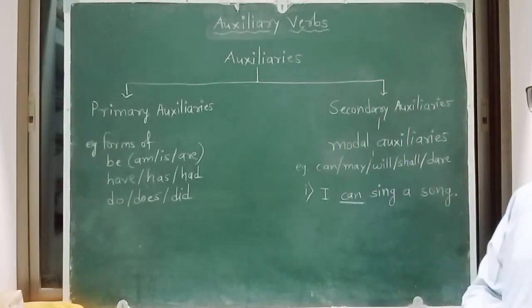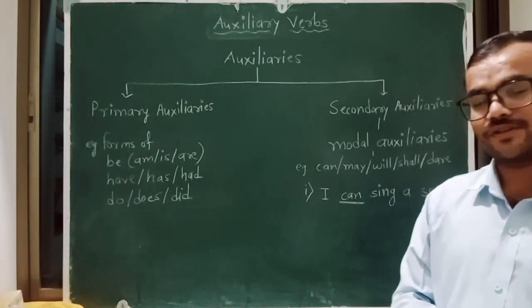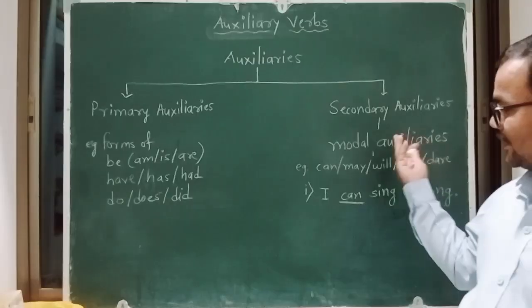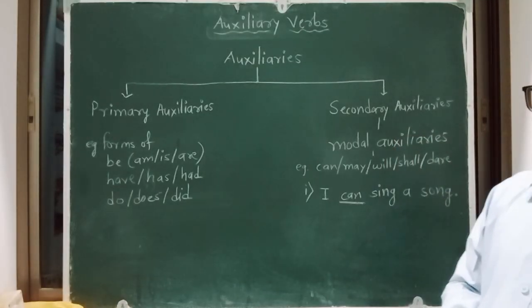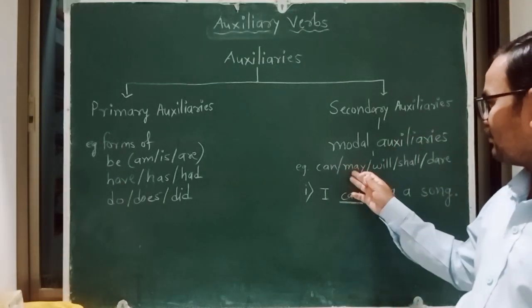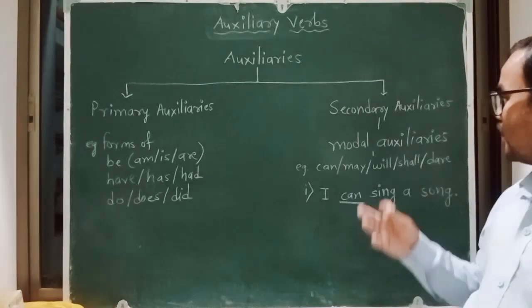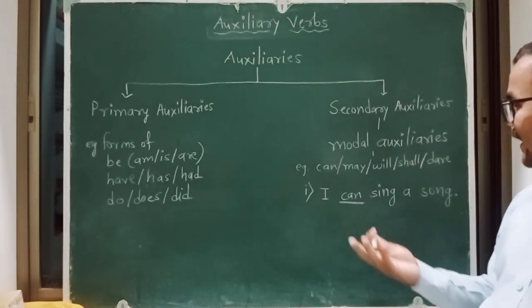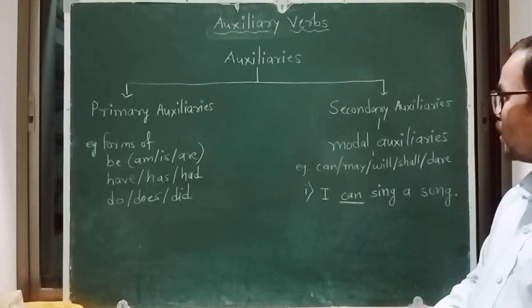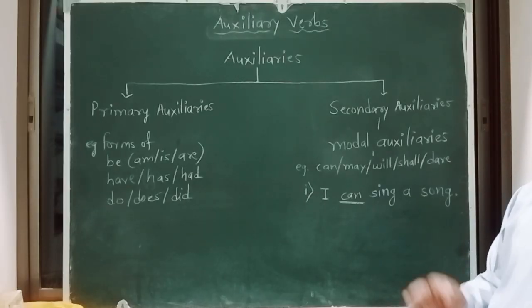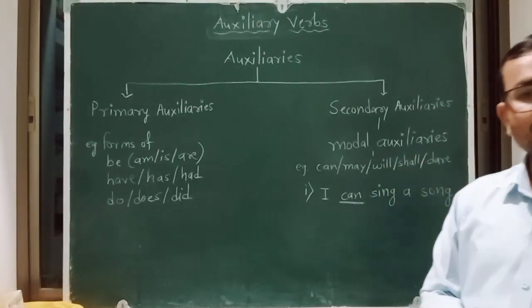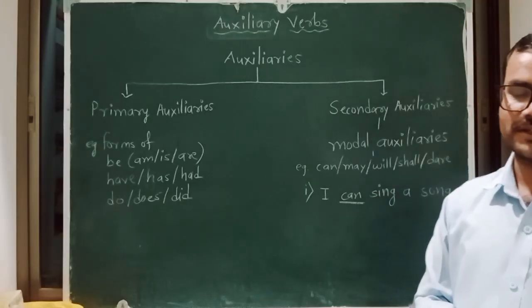And secondary auxiliaries, which are known as modal auxiliaries. The examples of modal auxiliaries or secondary auxiliaries are can, may, will, shall, dare, need, ought to, right? Could, might, would, these all are modal auxiliaries. So what is the difference between primary auxiliaries and modal auxiliaries?